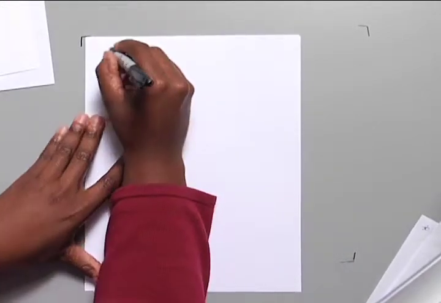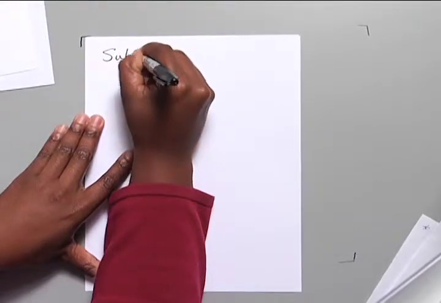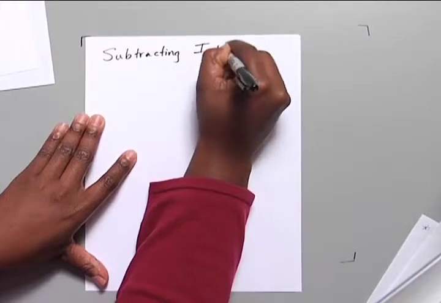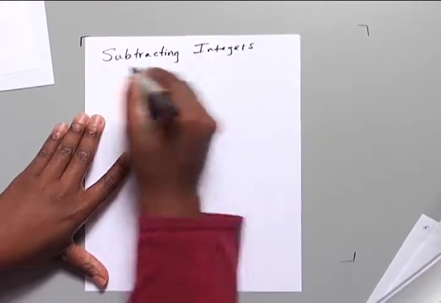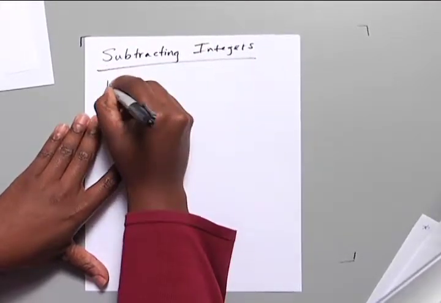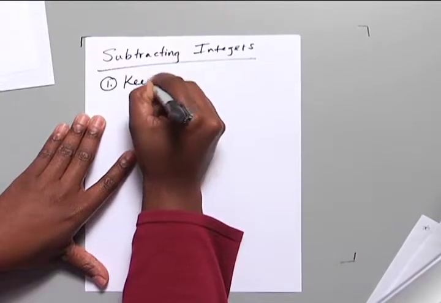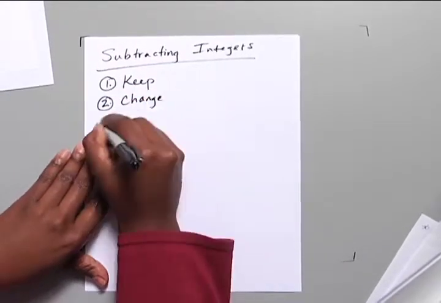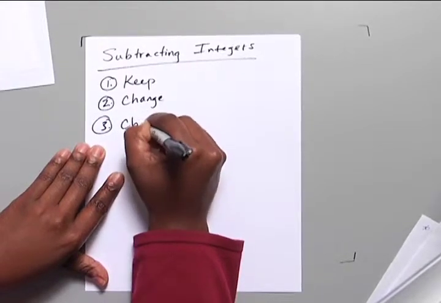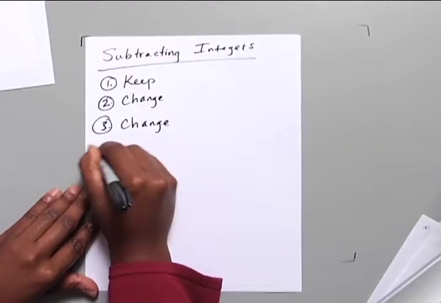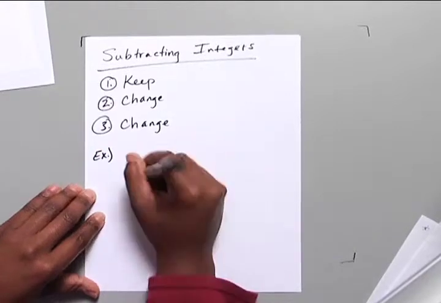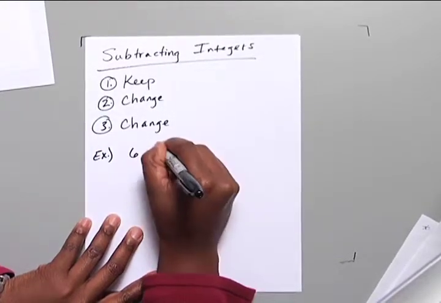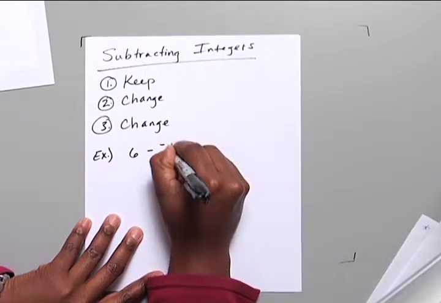The rule for subtracting integers works a little bit different. And the rule you use here, 3 simple rules, you're going to keep, change, change. And the examples that we have here, let's say we have 6 minus a -1.